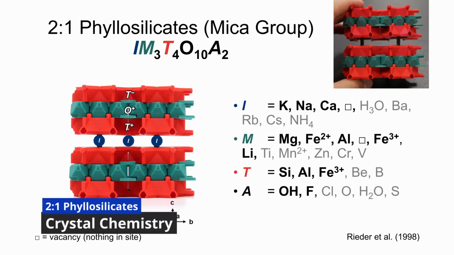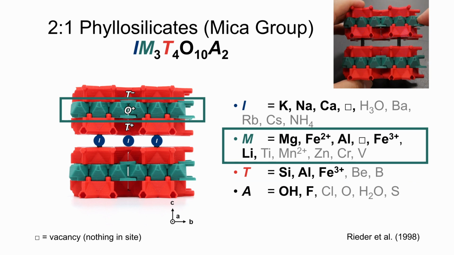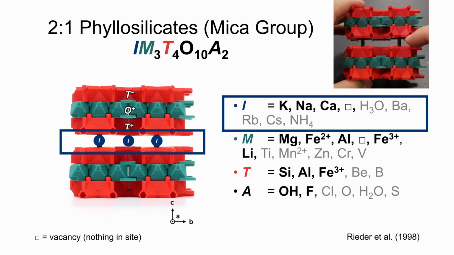For the mica structure, or the 2-to-1 phyllosilicates, silicon and aluminum will fit into the T sites, whereas magnesium, iron, and aluminum can fit into the octahedral sites. There's also an interlayer where cations can fit, such as potassium, calcium, and sodium, and also water.